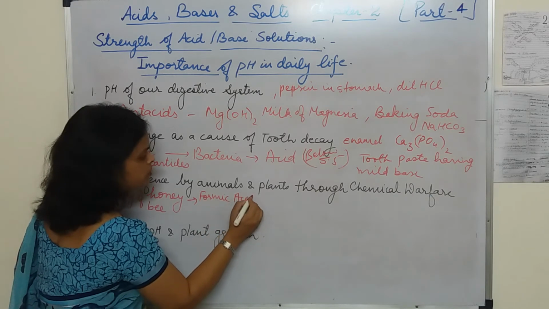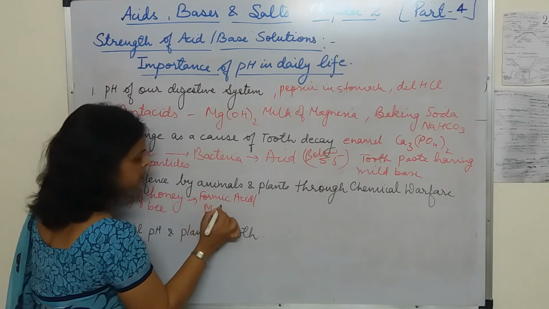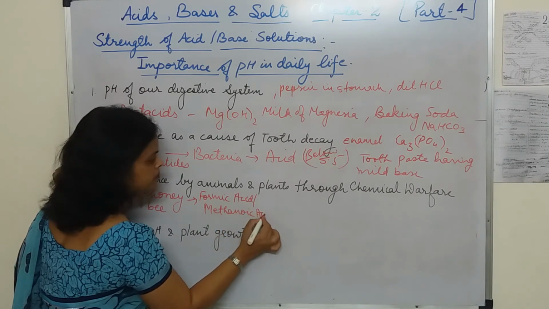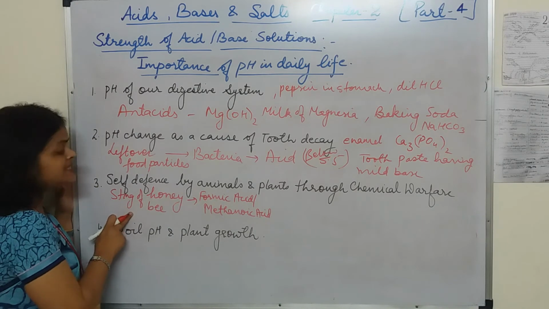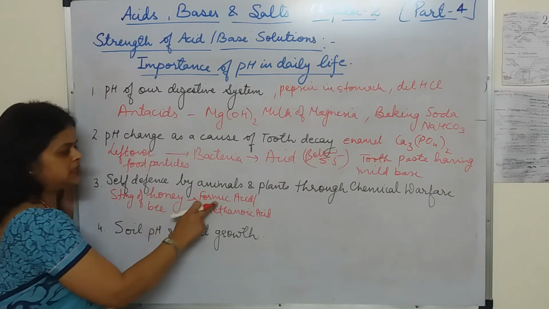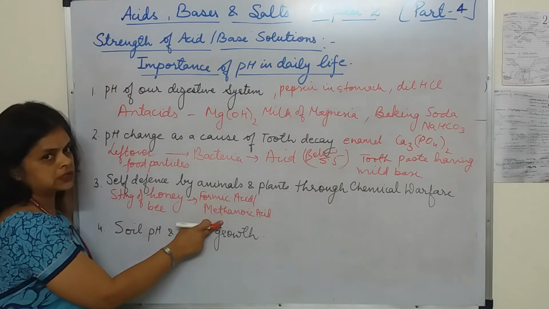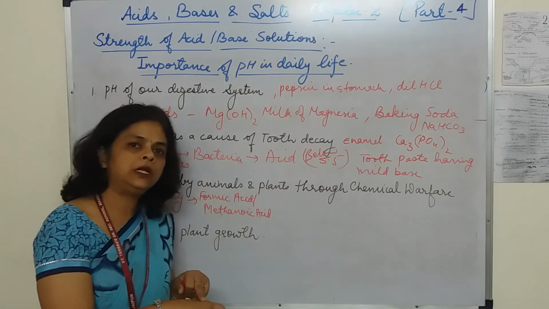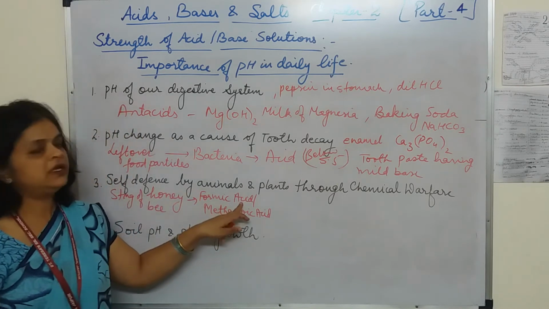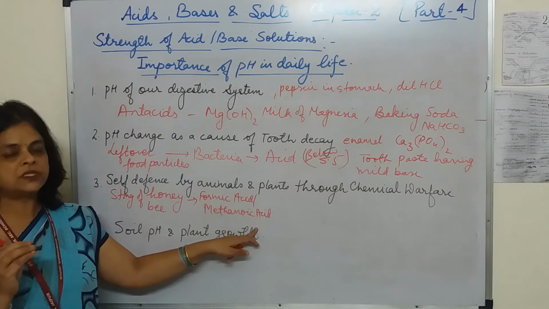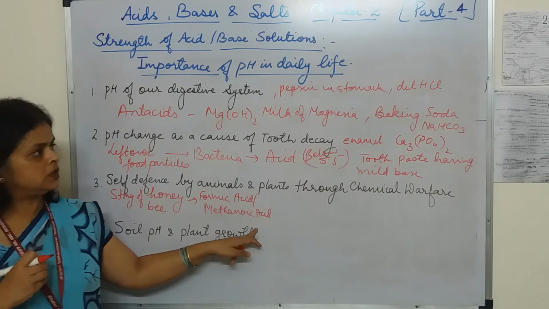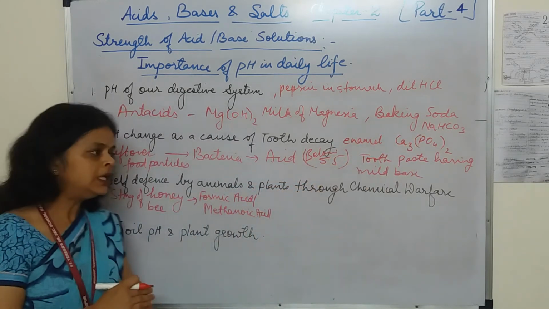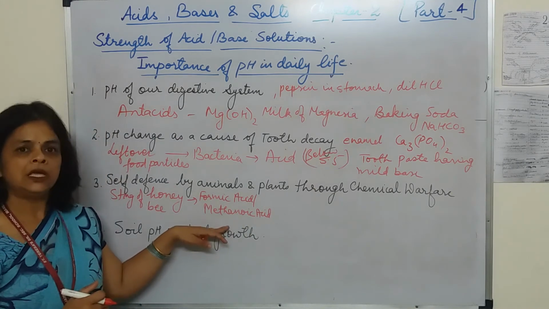Students, another name for this formic acid is methanoic acid. So don't get confused if either name is written, both are the same. Now this sting of the honeybee leaves an acid, formic acid or methanoic acid. Because of this acid on that area, it causes pain and irritation. Because it is acidic in nature, if you rub some NaHCO3, as we have seen over here, baking soda, over that area, then it neutralizes the effect of this acid.